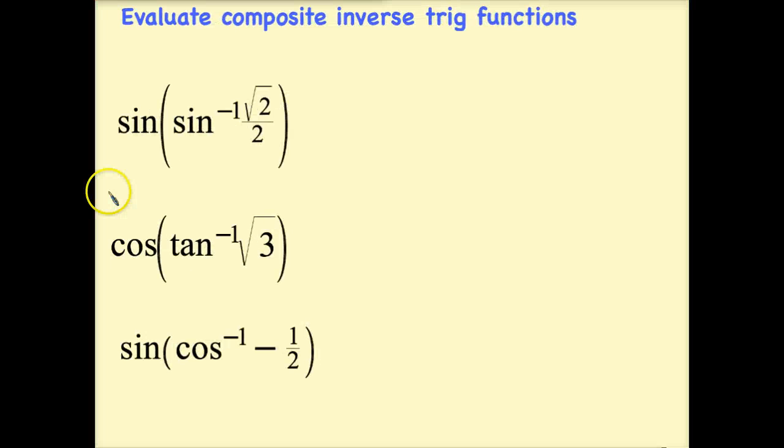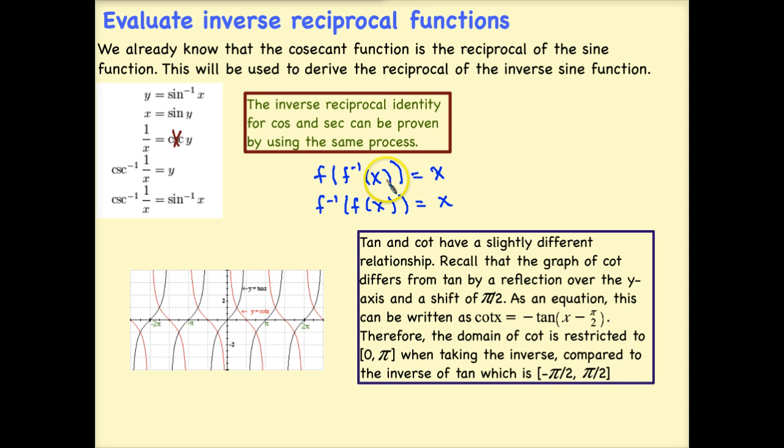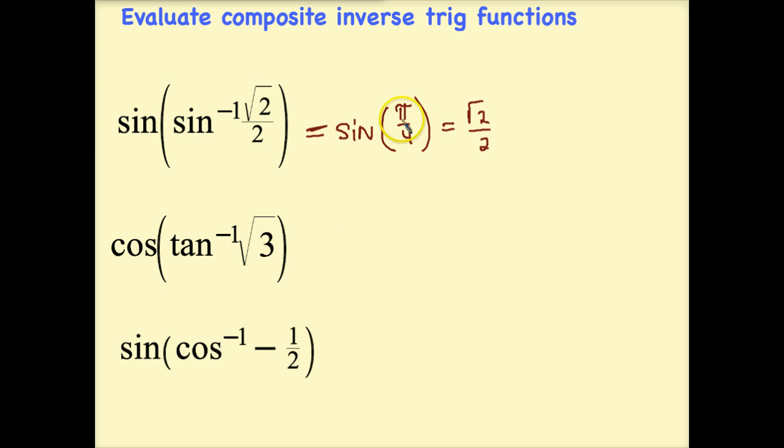Let's go ahead and explore now some composite inverse trig functions. These are not difficult as long as you consider that you need to move from the inside out. So when we're solving this function, we're actually going to take the sine of whatever this inside amount turns out to be. Well, the angle at which sine is root 2 over 2 is just pi over 4. And the sine of pi over 4 is root 2 over 2. Notice what happened. If we go back to our inverse functions and we compose them, out pops this x. And that's exactly what's happening here. Out popped root 2 over 2.